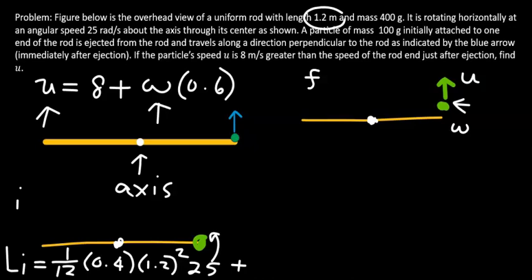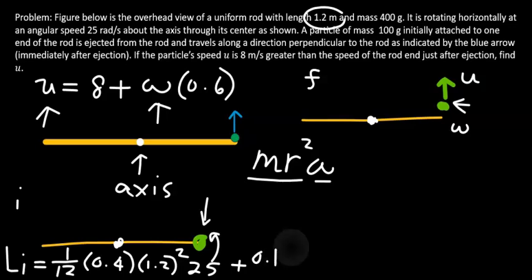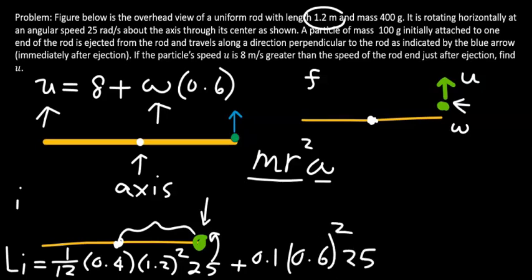Now to this we have to add the angular momentum of this point mass, and that is given by an expression like that. So this is the moment of inertia of that point mass, and that is the angular speed of that point mass. The moment of inertia of the point mass is its mass, which is 100 grams, meaning 0.1 kg, times R squared, where R is the distance from the axis, so half of the length, 0.6 squared. Omega is the same, 25 radian per second.